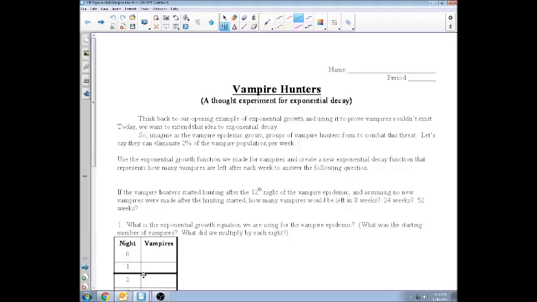This lesson is for my Algebra 1 class. It is 8.8 Exponential Growth and Decay. This is more about the decay level than the growth. Alright, the first thing we want to talk about is these vampire hunters.